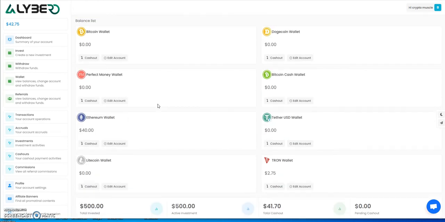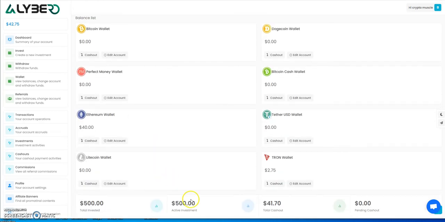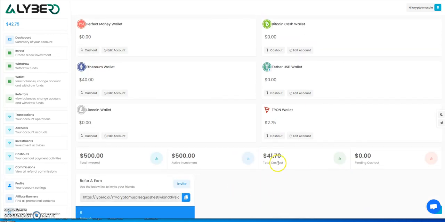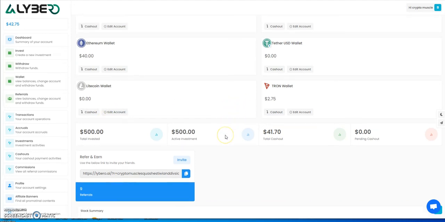So, looking at it, my deposit, I put in 500 in Ethereum. So, that's where the main earnings are going to be coming from is Ethereum. And so far, I've already cashed out 4170. Because cash out is the same thing as withdrawal. They just call it cash out here.